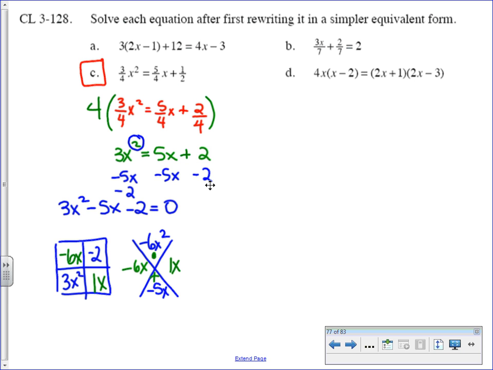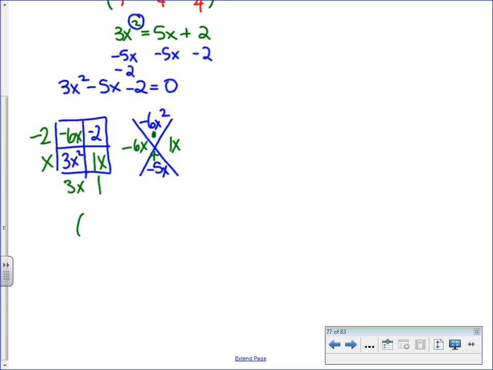So now I can pull out the greatest common factor. This first row, everything can be divisible by negative 2. The second row, an x. The first column, a 3x. And the second column's a 1. Now I have my factors. So I have 3x plus 1 times x minus 2. And this is replacing my standard form. So this is equal to 0.